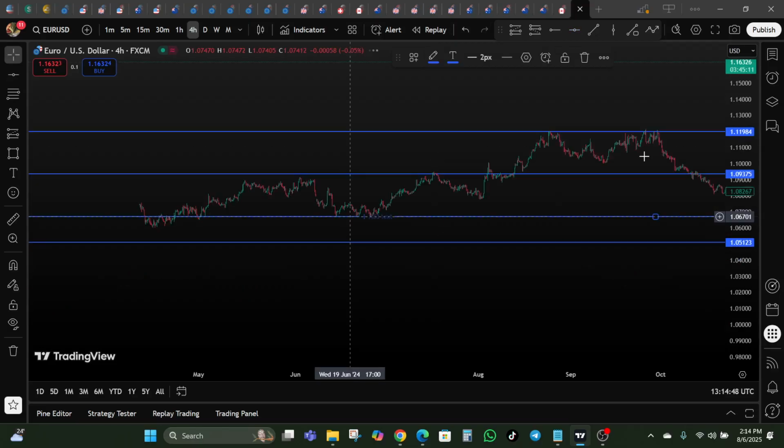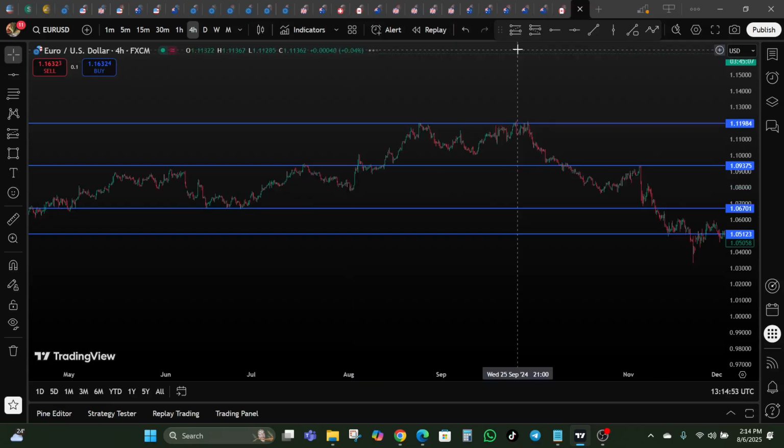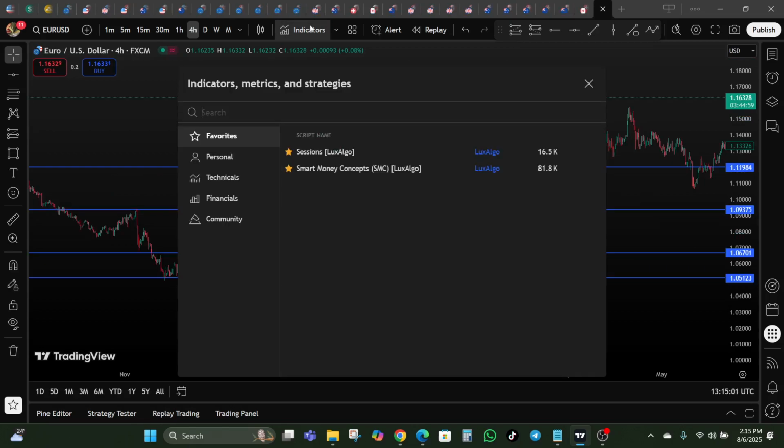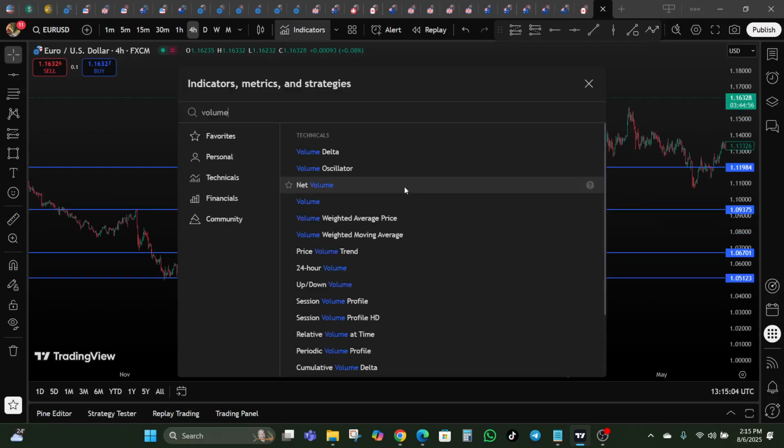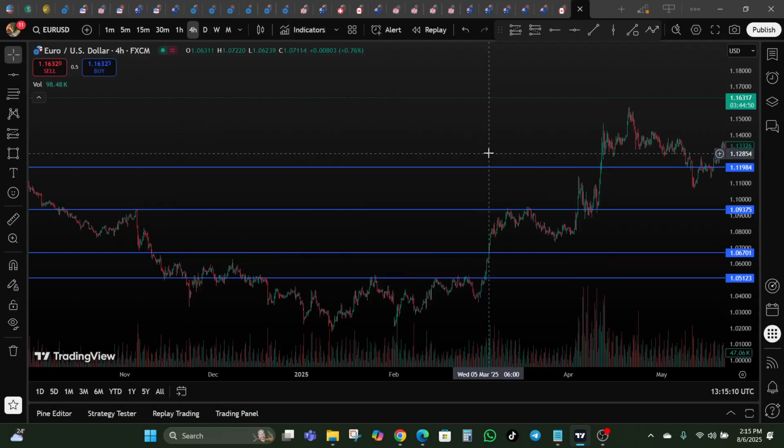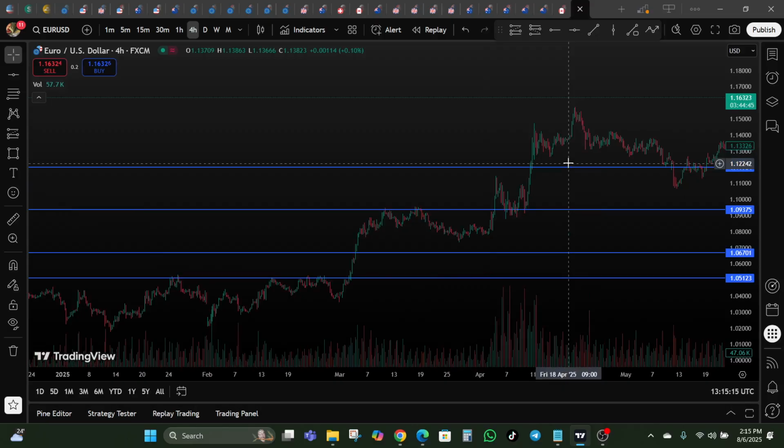Now, volume on the other hand is the fuel behind price. It tells us how committed the market is at any given level. So basically, when you combine support and resistance with volume, you get a clear view of where the market is likely to reverse and when the momentum is shifting. So the first step is to identify strong support and resistance zones.